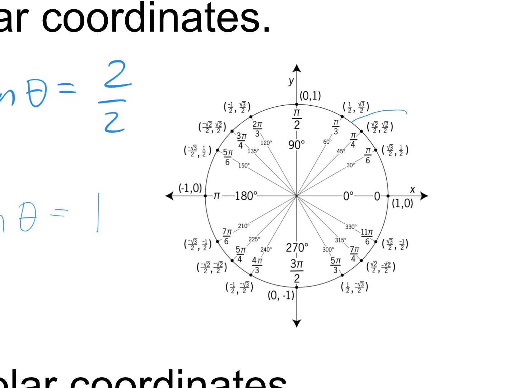Pi over 4. Is there another one that would give me positive 1? 5 pi over 4, okay? Good, very good, Jeremy. When you take the y, put it over the x. There's only a few options that this could be. So I know that it's one of those two angles. How do I know which one we're talking about?